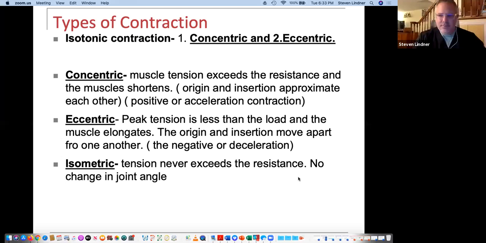Okay, so let's go back to the screen share. I think the last thing I said was if you're pushing against the wall or pushing against the car, but it's too heavy and it doesn't move and there's no change in the joint angle, that's isometric, meaning same angle.